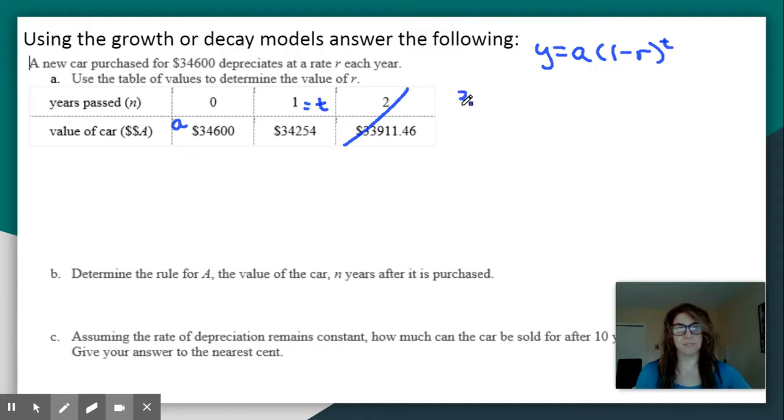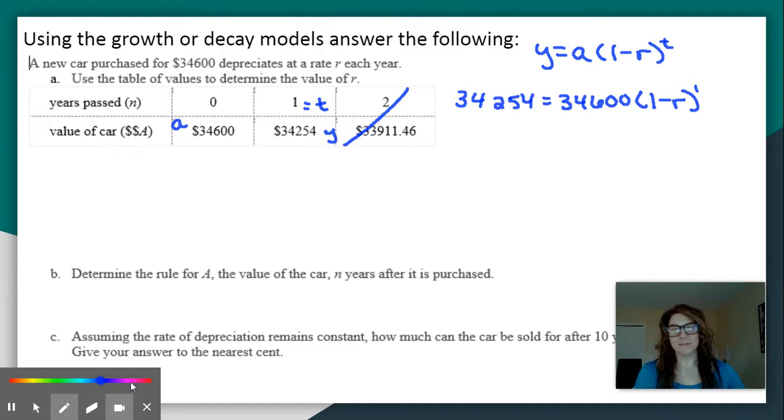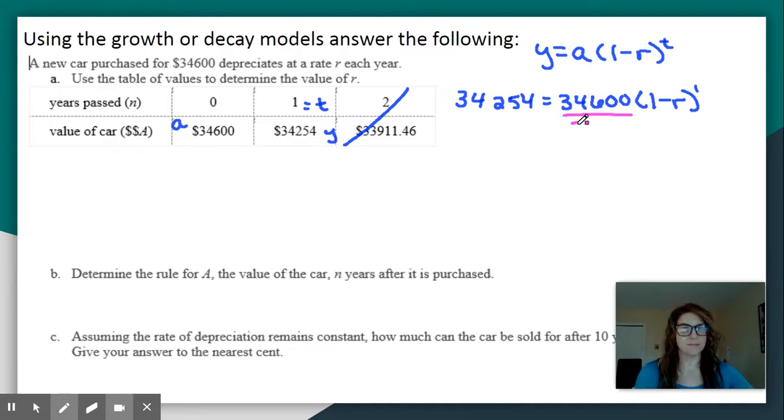So I'm going to put all that information in here. So 34,254, that was the Y value when time was 1. A was what I paid to start, the initial cost. 1 minus R, that's what I'm trying to figure out. And T is 1. I'm just going to make your life so much easier as we go through and try to solve this. Okay, when T is 1, that means there's nothing happening with that parentheses. I don't have to worry about squaring it or cubing it or doing anything extra. All I have to do really is divide, get rid of this.